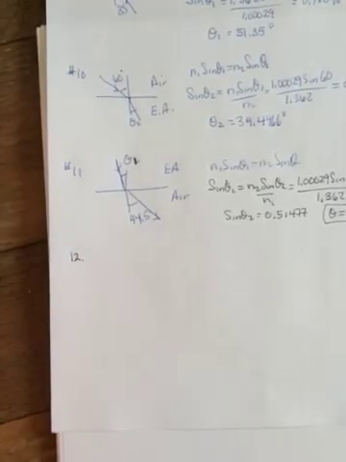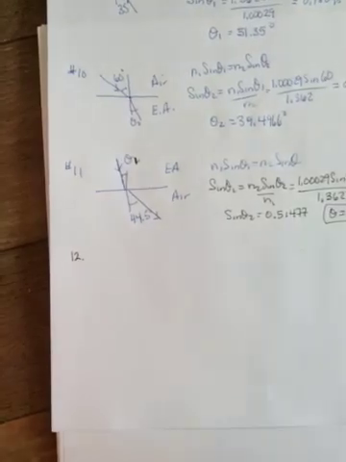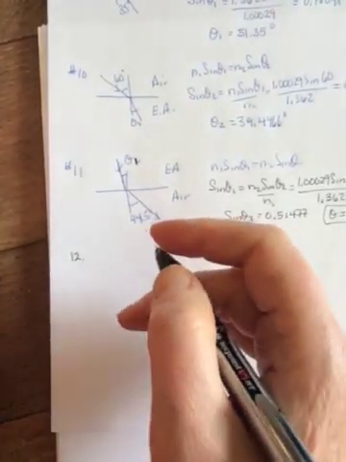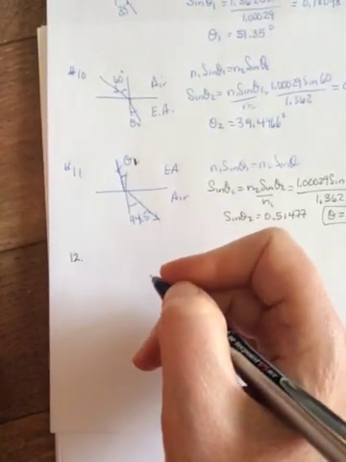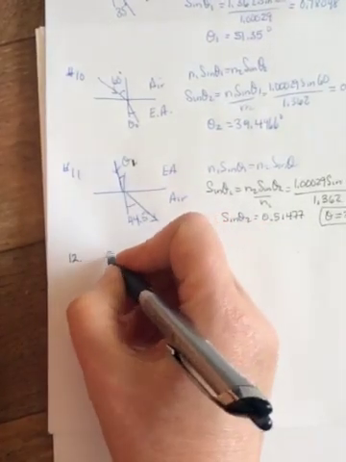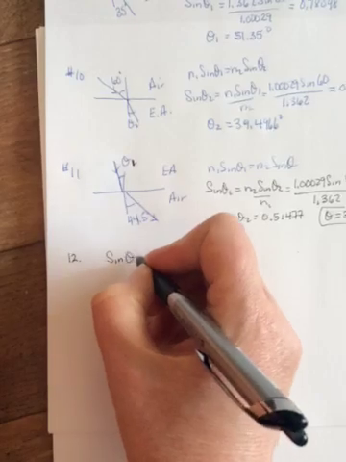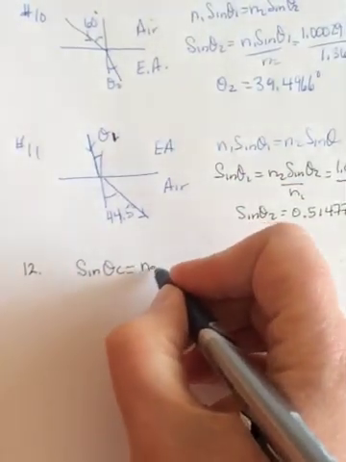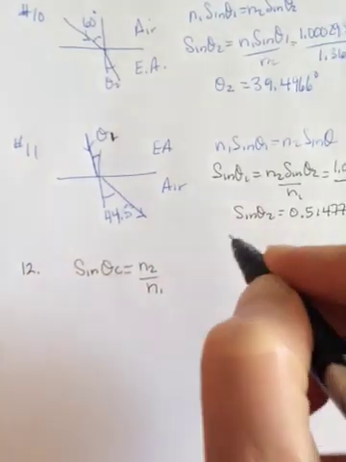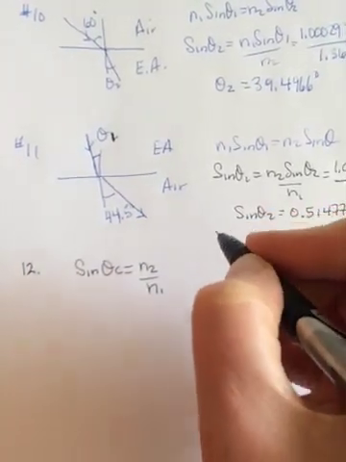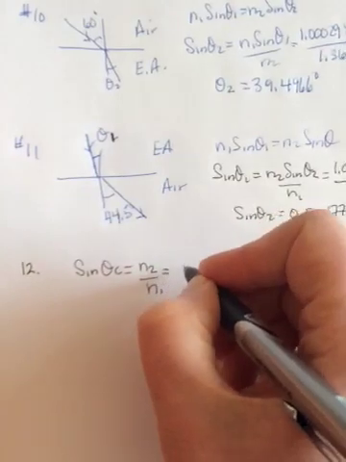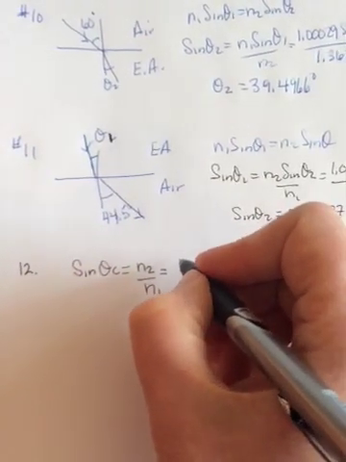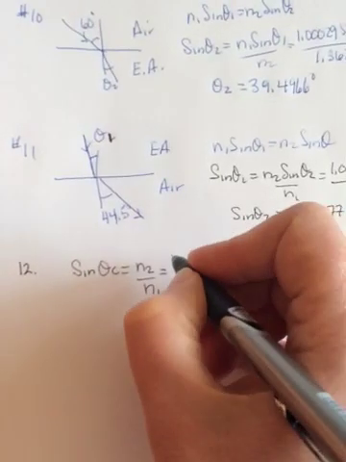Okay, so let's take a look at your questions with critical angle. On the textbook on page 410, number 12 says, determine the critical angle for ethyl alcohol. So our equation is sine theta c is equal to N2 over N1. And whenever they don't tell you what the second medium is, you always assume it's air. So the critical angle for ethyl alcohol means ethyl alcohol into air.